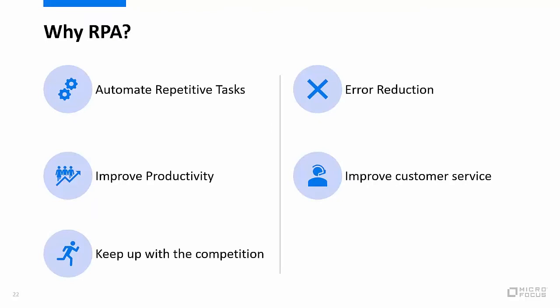Why is RPA popular right now? Well, first of all, it automates those repetitive tasks that end users do and that can be automated today with the new RPA technology. It improves productivity because human users can be put on other tasks that are higher priority and things that robots can't currently do.